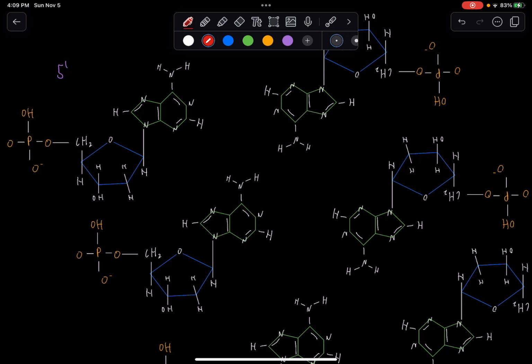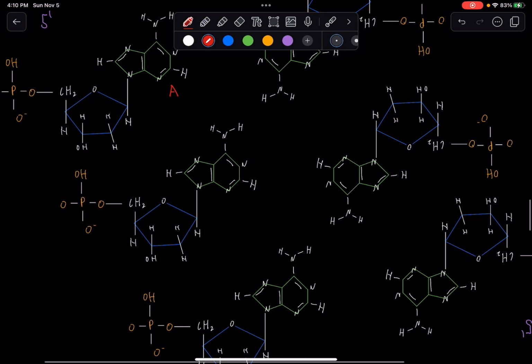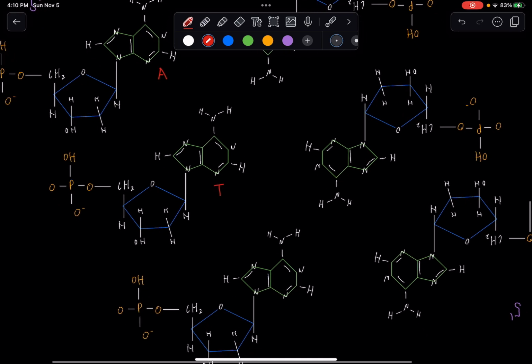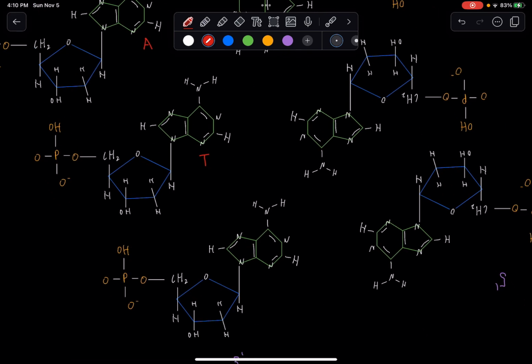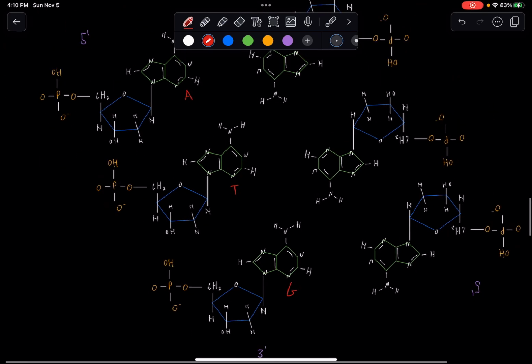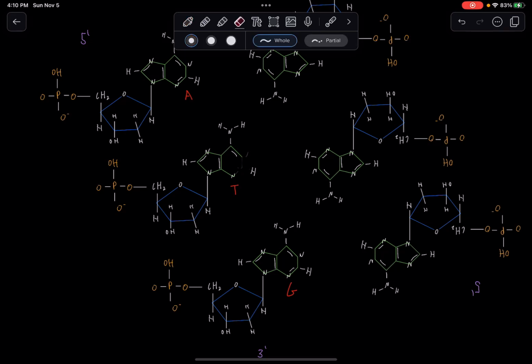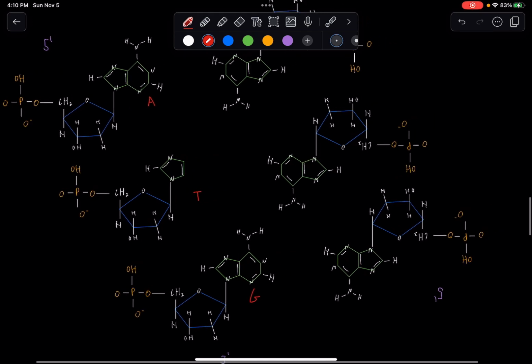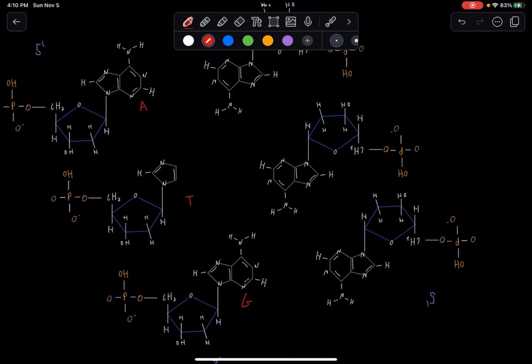The first one we can label as A, adenine. The second one we will label as thymine. And the third one we will label as guanine. Now we know that adenine and guanine are purines, but thymine is a pyrimidine. So let's get rid of the second ring.